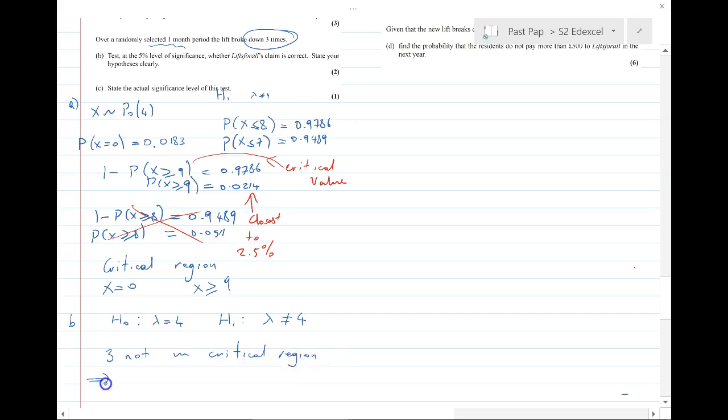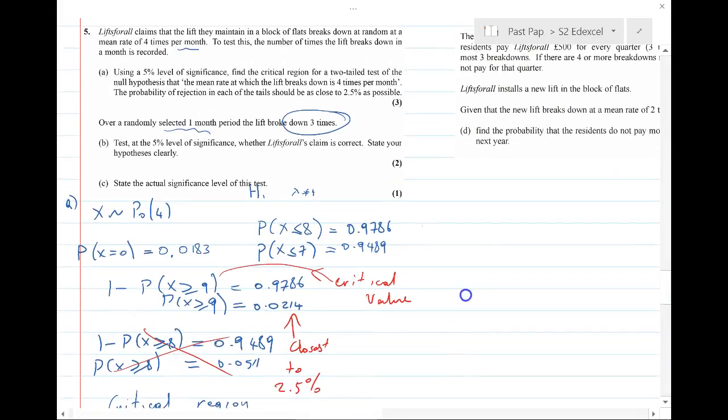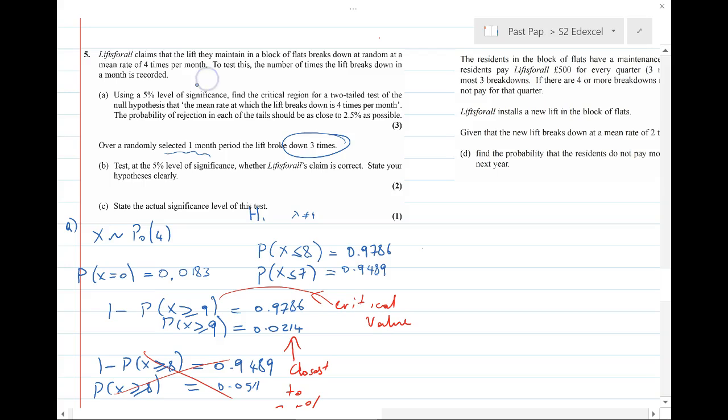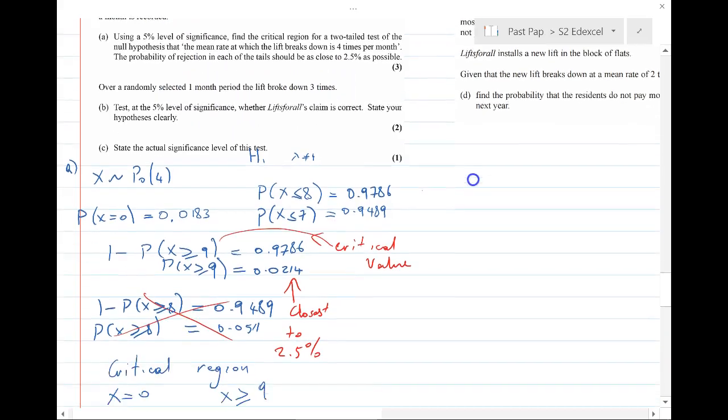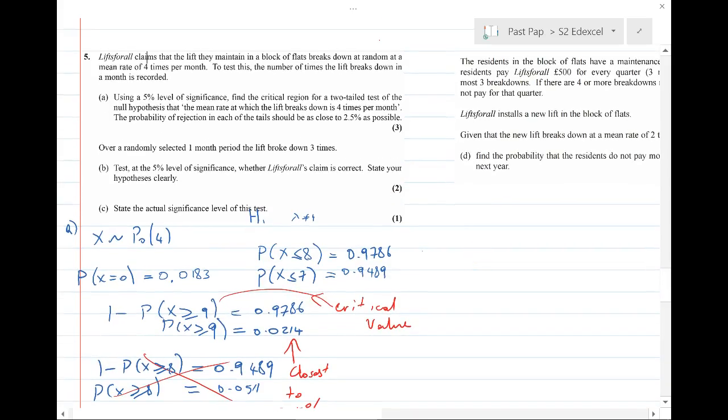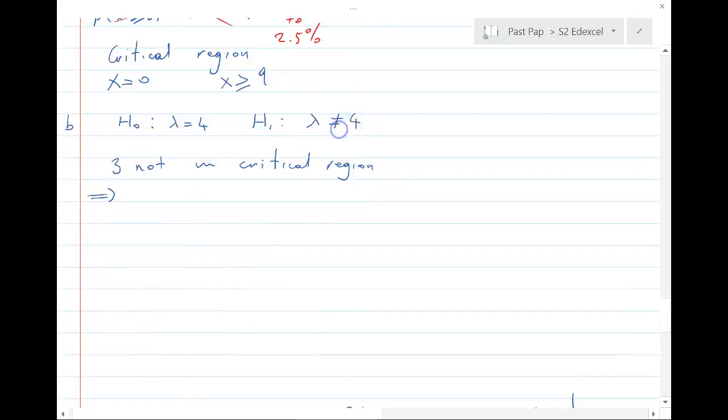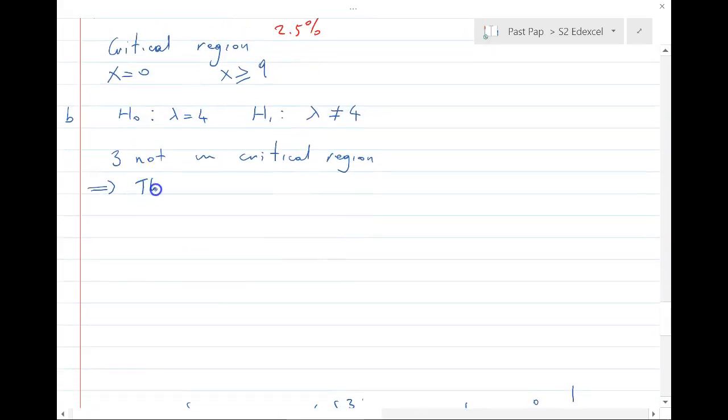So therefore, well, we do need to be careful here because of the wording. The actual lift claim is that the mean is 4, and we've got kind of evidence that it's close to 4. So it's a kind of reverse logic really, that H0 here suggests that the lift company's claim is actually true, that the mean is 4. So not in the critical region. So this suggests the lift for all claim could be true, or is true. It's not really that the mean rate is 4.